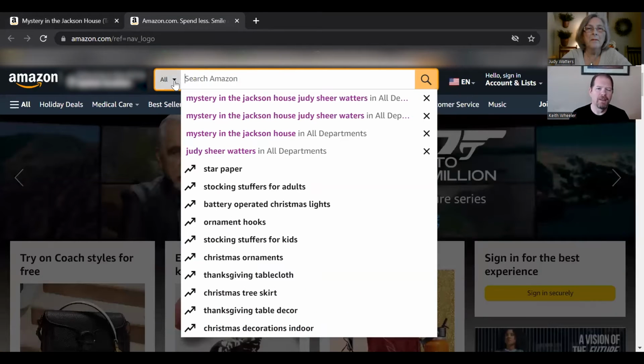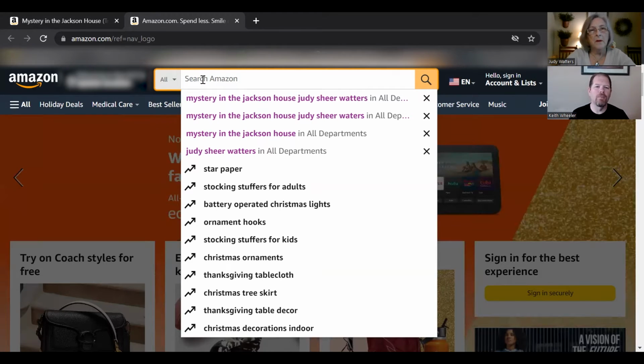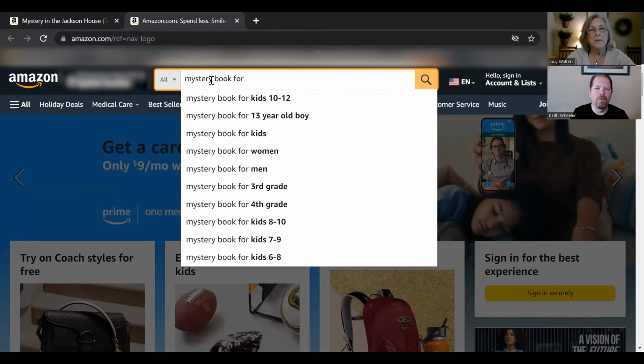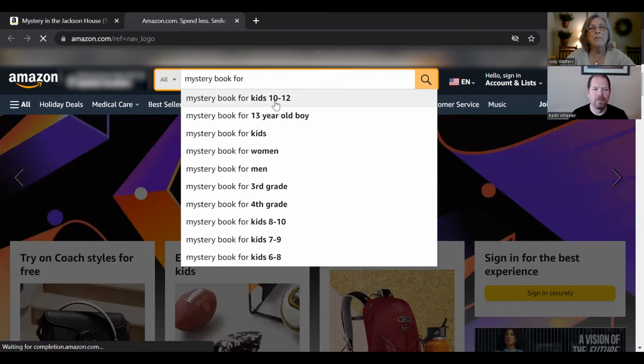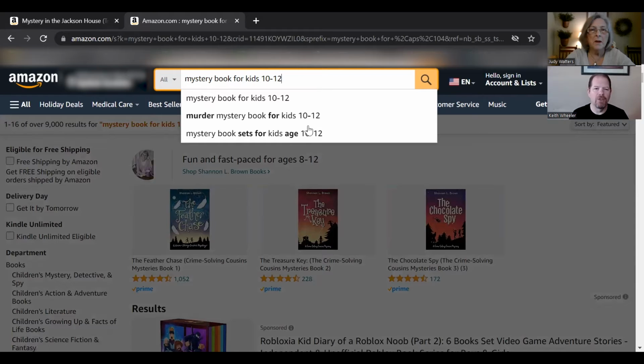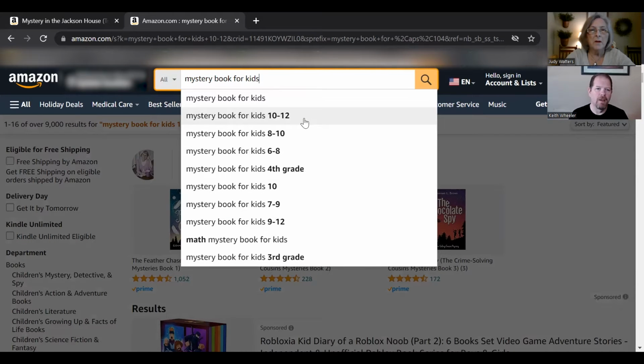Sometimes people say to go in books or go in Kindle, whatever. I used to say that. And to be honest, I don't do that too often anymore, because that's not what most customers do. Most customers just go into Amazon and search up, a mystery book for, there you go, kids 10 to 12. And so what just popped up, this drop down, is where we're going to first start getting our keyword ideas.